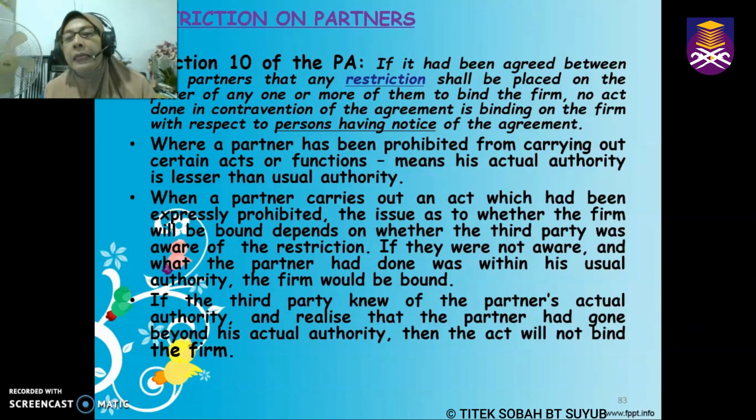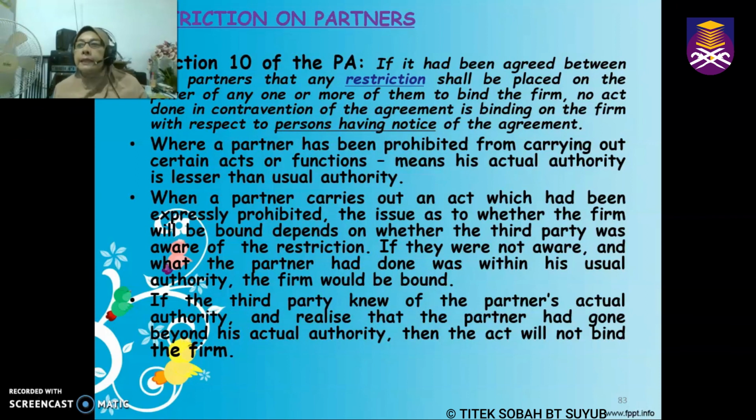What does it mean by the words persons having notice? If this partner does not have power to conduct a certain transaction, however he did it, will the firm be liable? The firm will be held liable if the outsider is not aware that he does not have power. However, if that person knows that this partner does not have that power because of this restriction, then the firm will not be held liable.